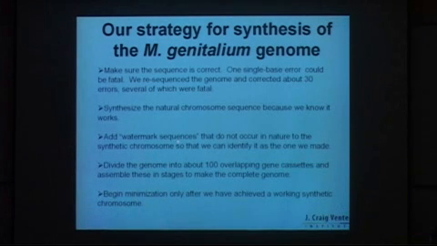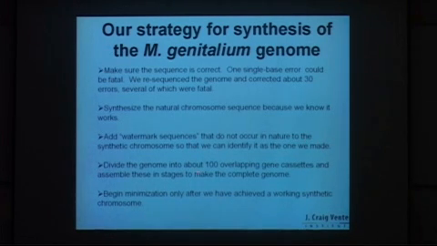We added some sequences that we've called watermark sequences that are not in the natural element, but we put them in at places where we know the genome can tolerate insertions, and we put them in a way that they cannot be expressed at all as protein.